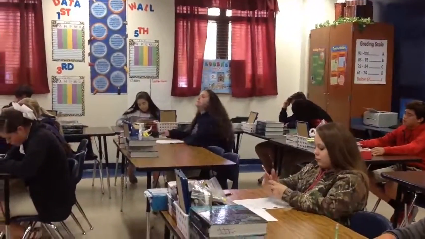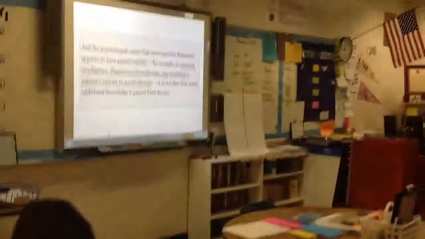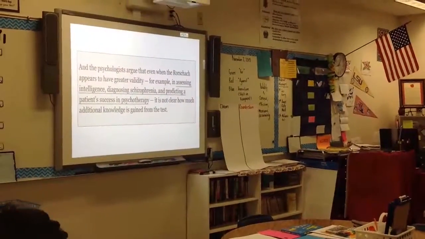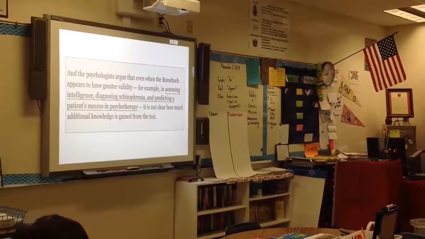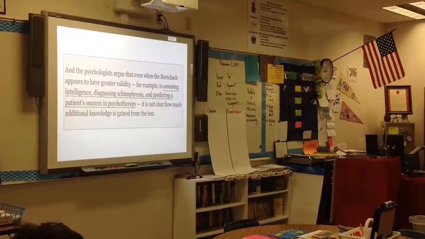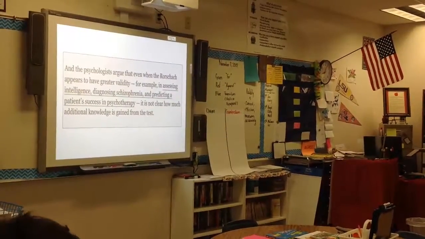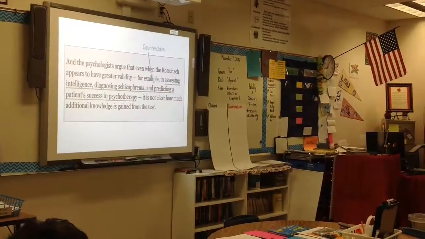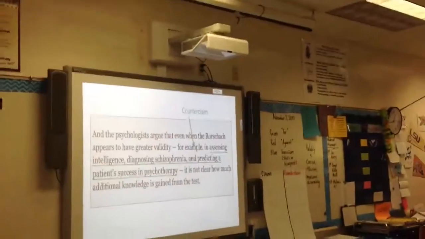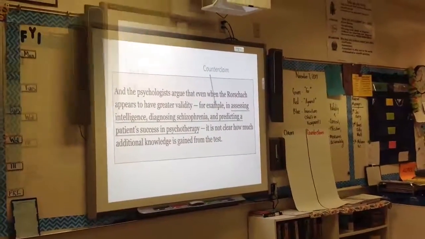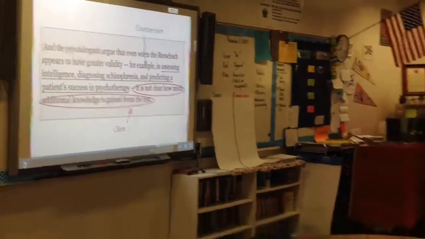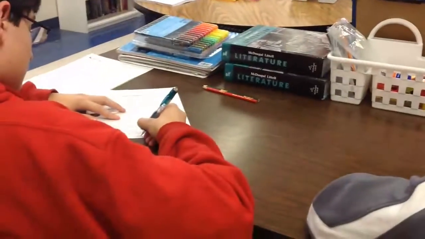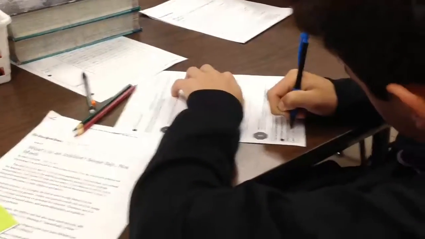Let's check your answer. You probably found that the 3 instances where the test is useful are assessing intelligence, diagnosing schizophrenia, and predicting a patient's success in psychotherapy. We might call this the counterclaim. In other words, this is where the author gives an opposing viewpoint from his own. Okay, go ahead and label for me claim and what? Counterclaim. Okay, because we're going to work with these terms as we move into the next part of our lesson.